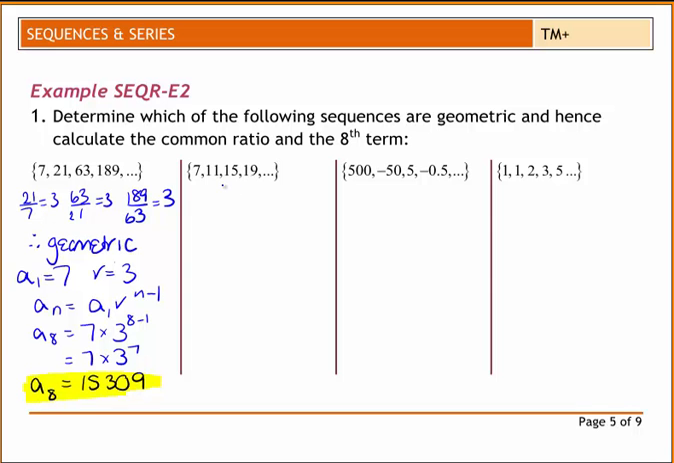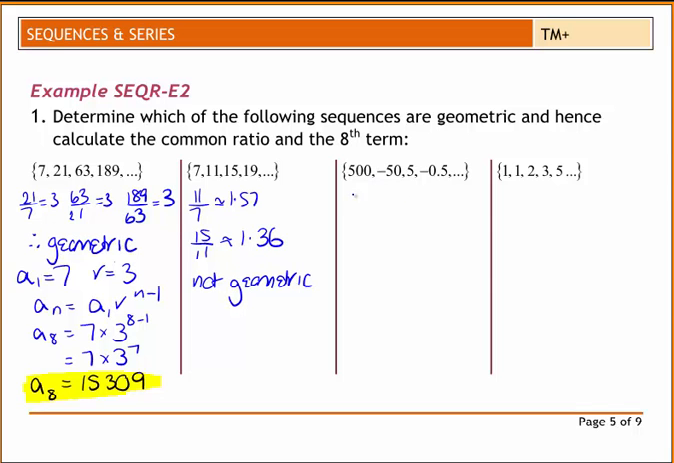Next, okay, let's start dividing. 11 divided by 7, well, it's not a simplified fraction. If I work that as a decimal, it's approximately 1.57. 15 divided by 11 on your calculator is approximately 1.36. So this is not geometric. There's no common ratio.